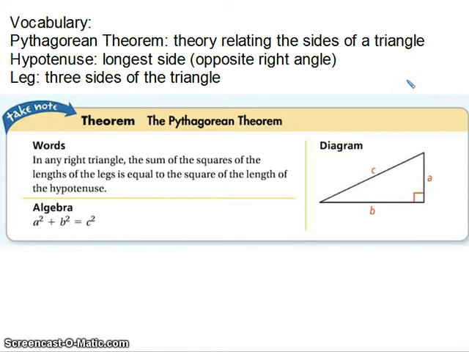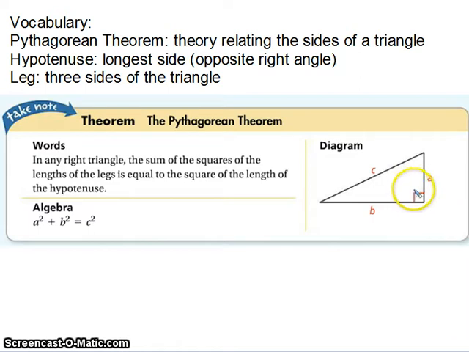It relates the sides of a triangle that is a right triangle, the two legs with the hypotenuse. Remember, we have leg 1 is A, leg 2 is B, and the hypotenuse, or the longest side, is C. So we take A, square it, plus B squared, and we get C squared. Okay, so we just have to figure out first and foremost which one is A, B, and C.